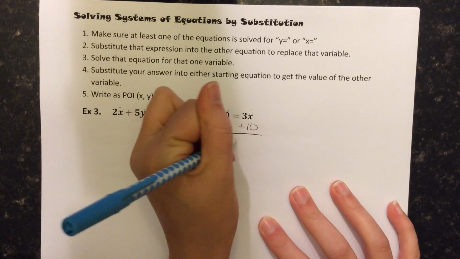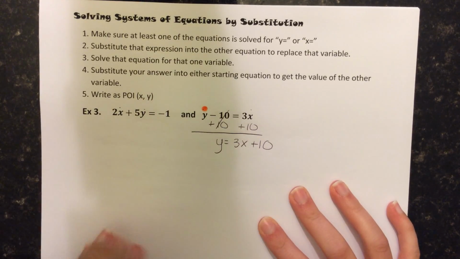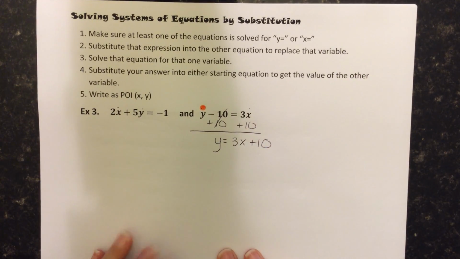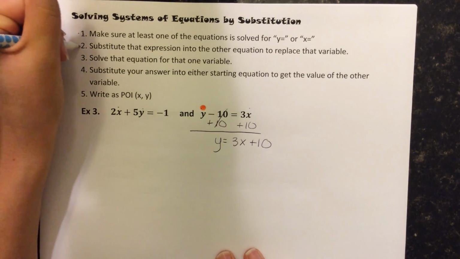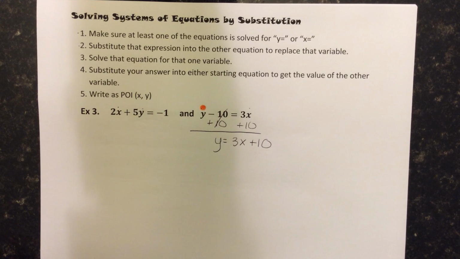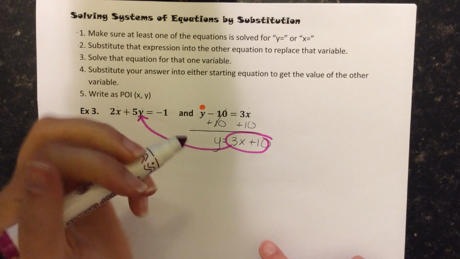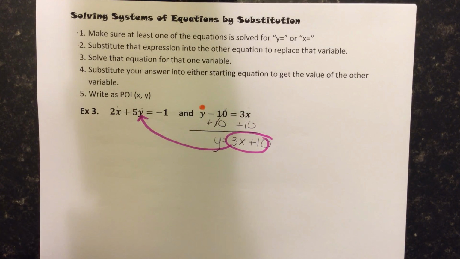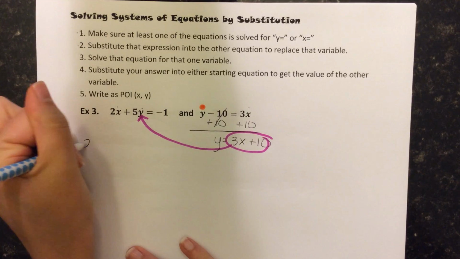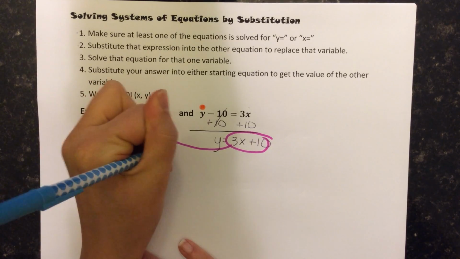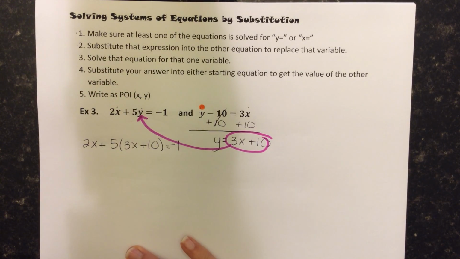So that means y equals 3x plus 10. Remember, you can't actually add these things. They're not like terms. So that's what y equals. Okay, that was step 1. Step 2, substitute that equation into the other equation to replace that variable. All right, so I'm just going to take all of this and I'm just going to plug that in there for that y, because this is what y equals. So instead of writing y, I'm going to write all of that. All right, no problem. So that gives me this equation right here. That was step 2.